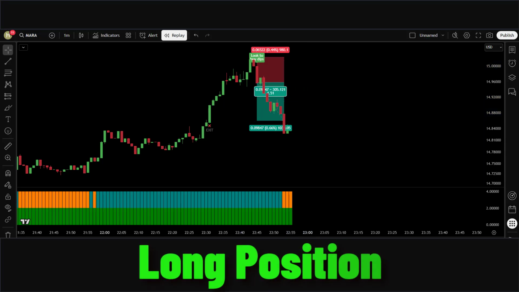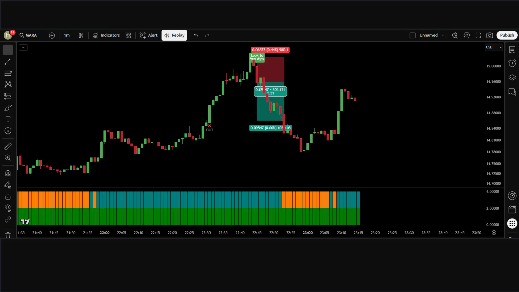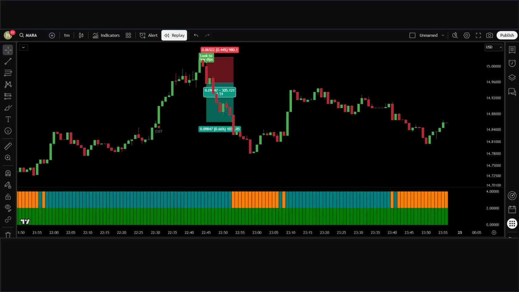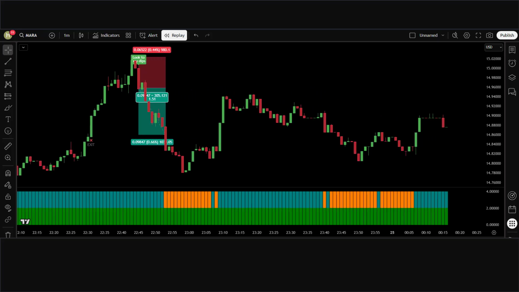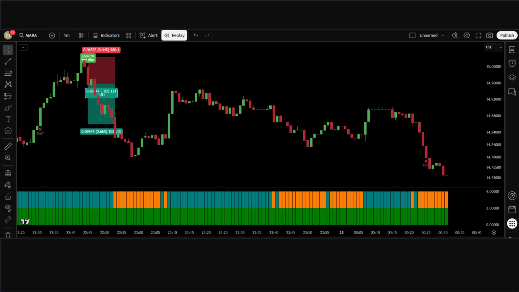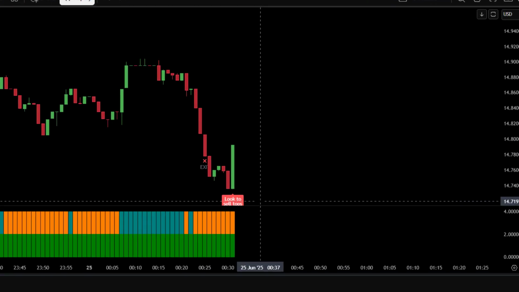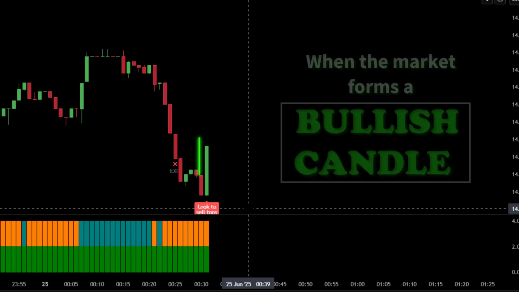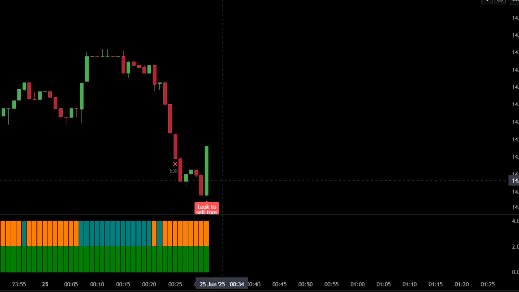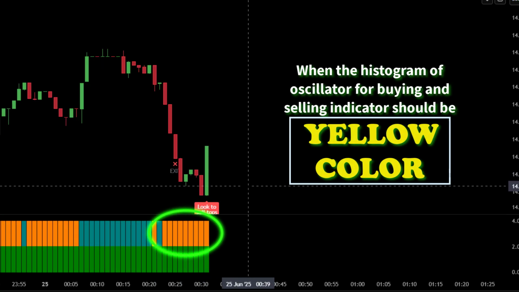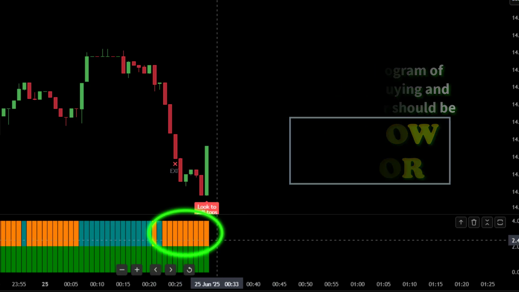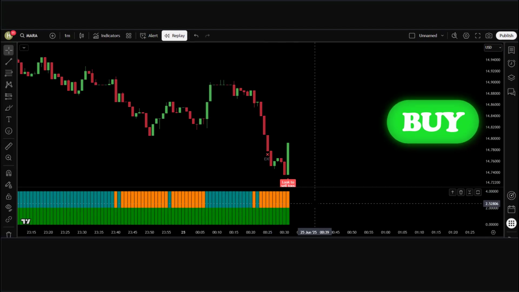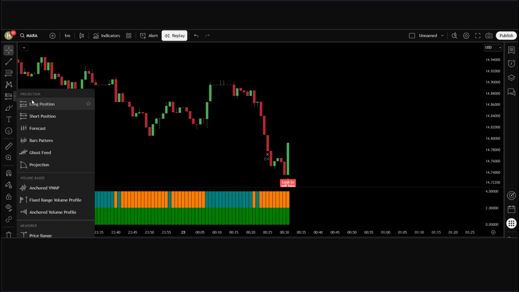Now let us understand the long position. When the top and dips indicator gives us a buy signal, when the market has formed a bullish candle, and when the histogram of the oscillator for buying and selling indicator is yellow color, if this condition is fulfilled, then we will place a buy order.